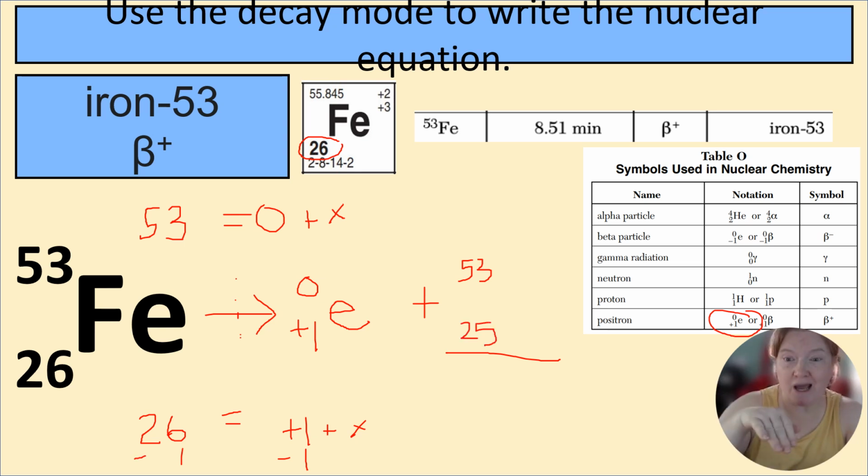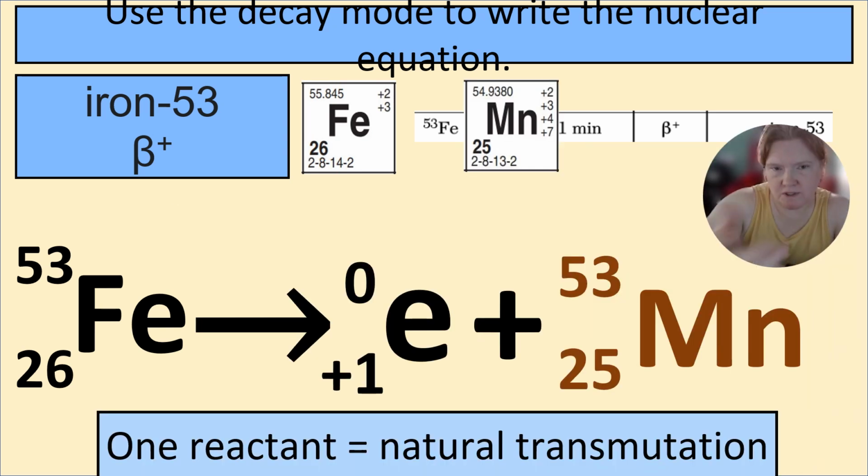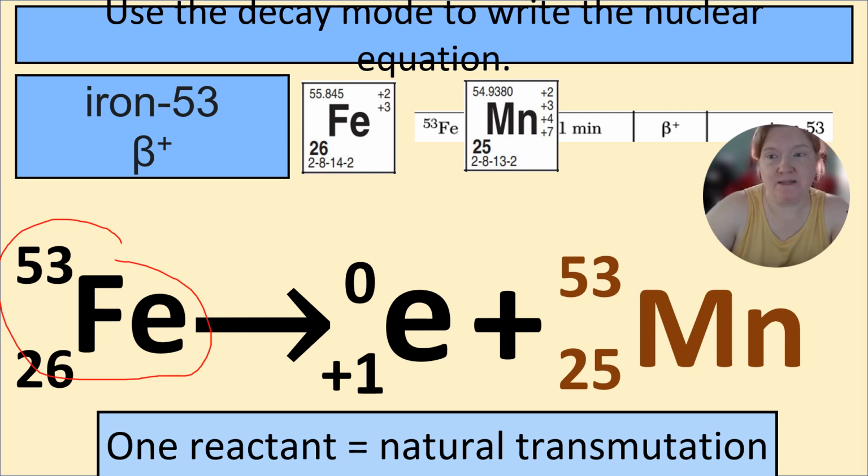So I have top number, bottom number, beautiful. I need a symbol. How do I figure it out? I go to the periodic table and I look up the atomic number 25. In that case, it's Mn. Again, one reactant, natural transmutation.